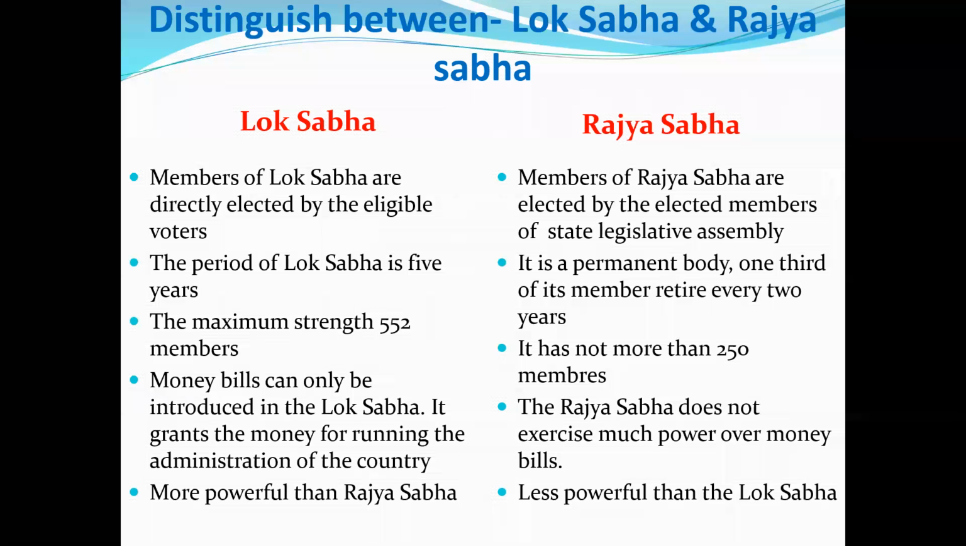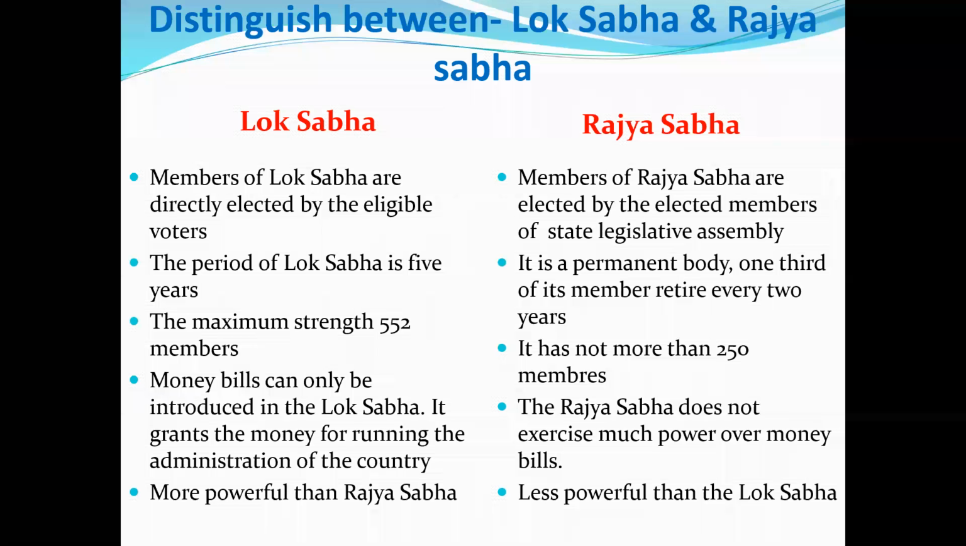Distinguish between Lok Sabha and Rajya Sabha. The main difference between both houses: Lok Sabha members are directly elected by eligible voters. We are also aware that the eligible voter age is 18 years. So eligible voters elect their representatives, and representatives sit in Lok Sabha.